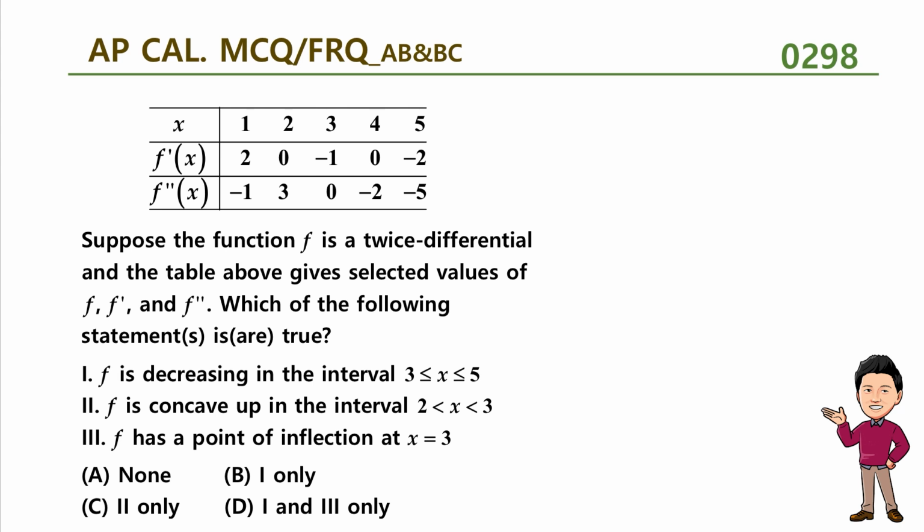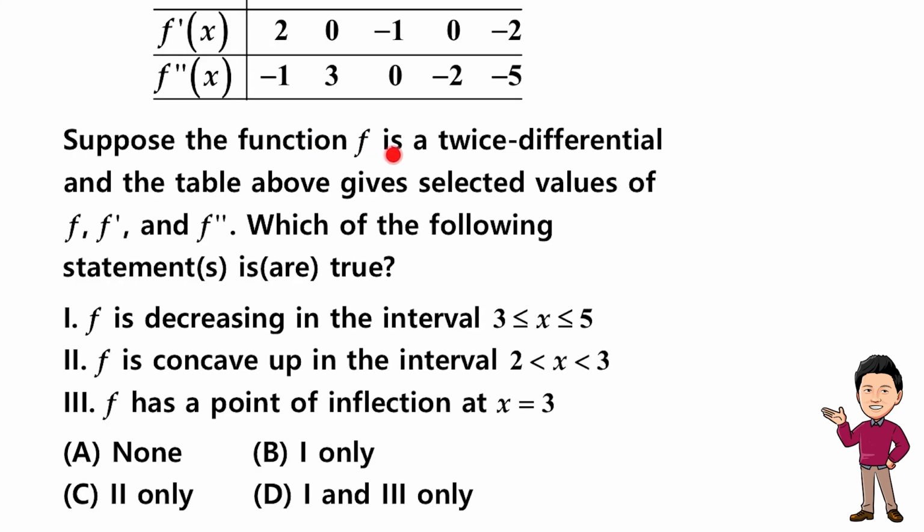Question 298. Suppose the function f is twice differentiable, and the table above gives the selected values of f, f prime, and f double prime. Which of the following statements is true? Okay, we have 3 statements to think about. The first one says f is decreasing in this interval, concave up in this interval, and has a point of inflection at x equals 3.